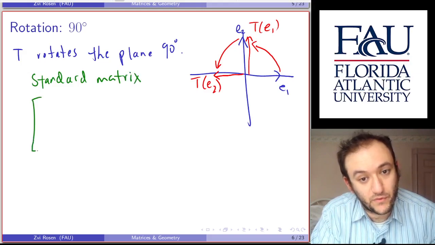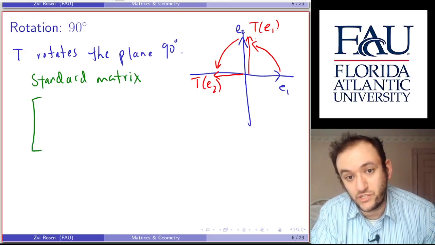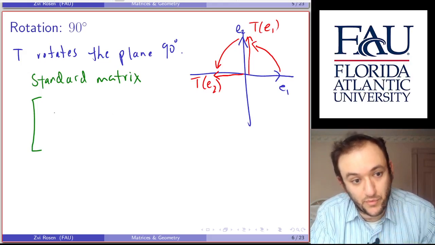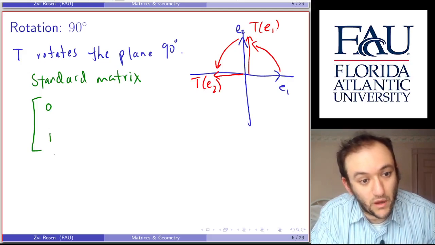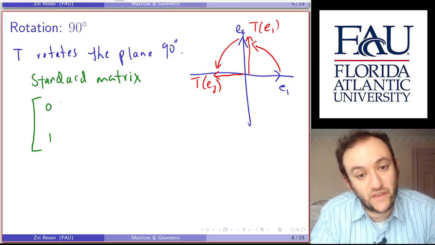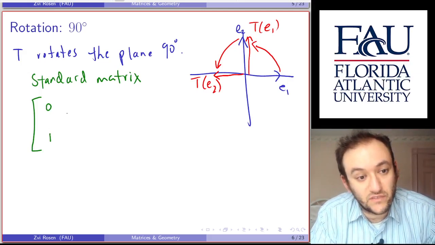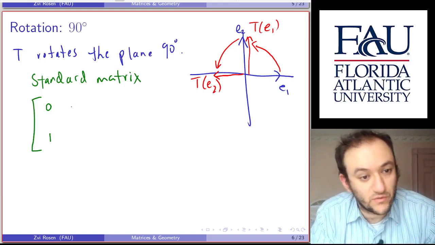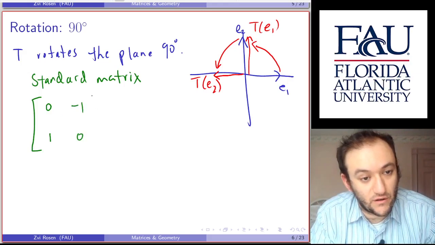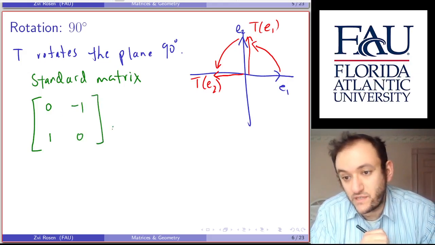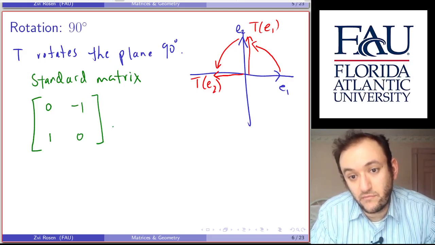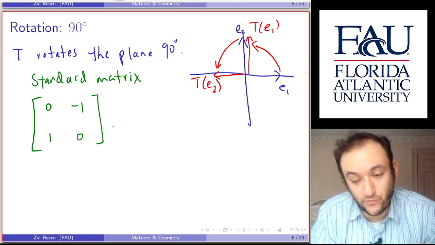In the first column, you put the image of e1, which is the upward pointing vector, (0, 1), right? Because it's the second basis vector. As for T of e2, that's the same as e1, but it's pointing backwards, so we get (-1, 0). Okay, so this is the matrix you would get for rotating the plane 90 degrees.